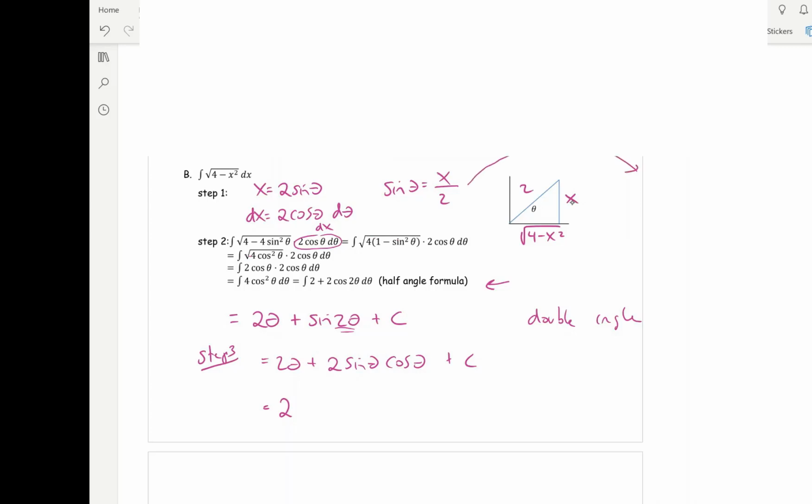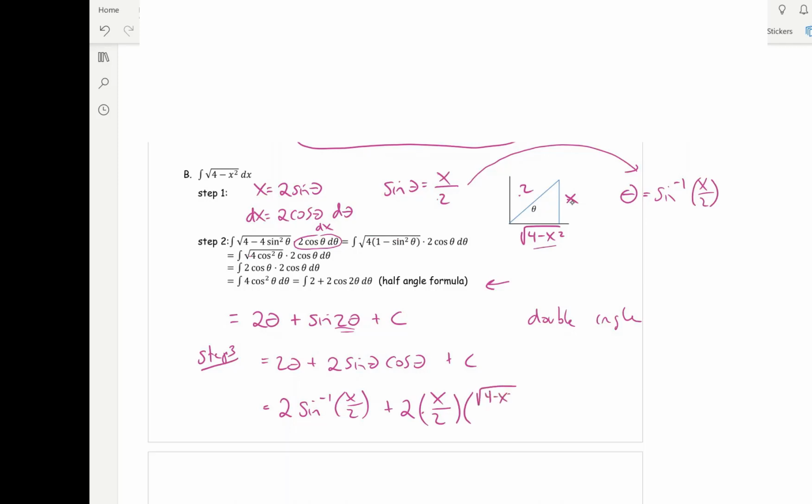So let me go over here. We got sine theta is x over 2. So that tells us theta is sine inverse of x over 2. Take arc sine of both sides to solve for theta. So this will be 2 sine inverse x over 2 plus 2 sine theta cos theta. All right, back to my triangle. Sine is opposite over hypotenuse, so x over 2. And then cosine is adjacent over hypotenuse, square root of 4 minus x squared over 2, plus c.